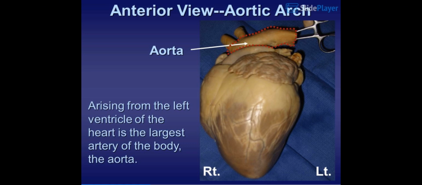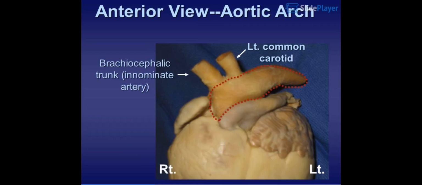Remind students that small arteries also come off the aortic arch, which supply blood to the upper chest, neck, arms, and head. Right, left. Anterior view. Aortic arch. Left common carotid. Brachiocephalic trunk, innominate artery.